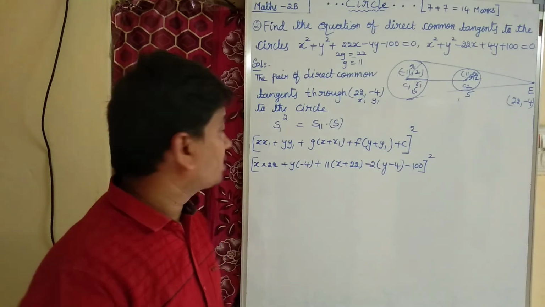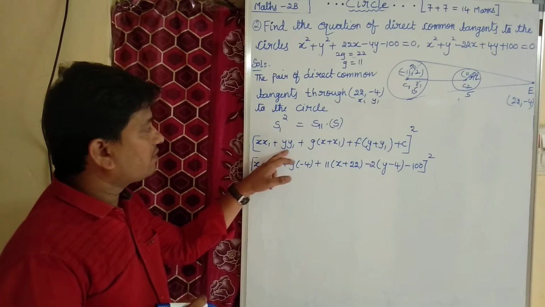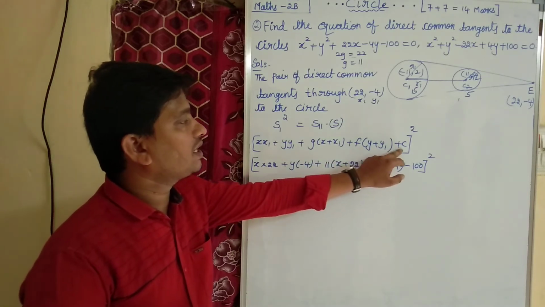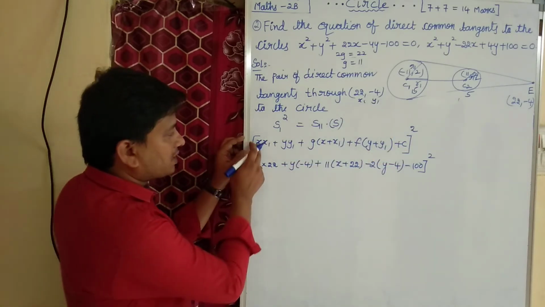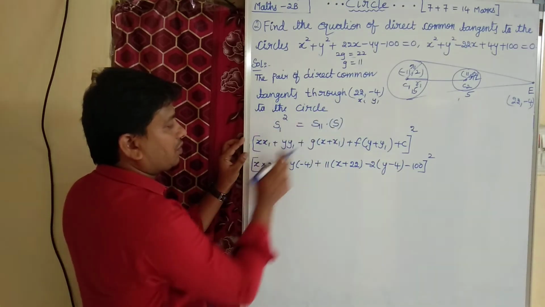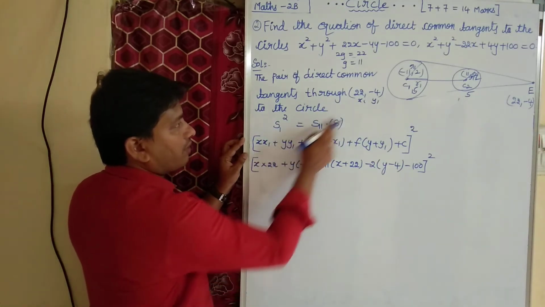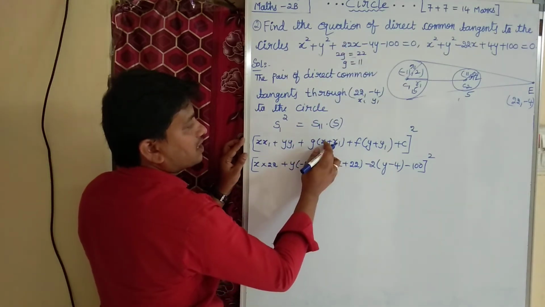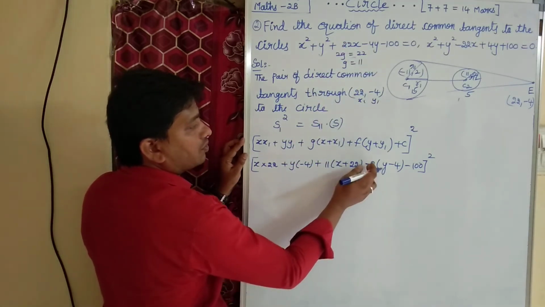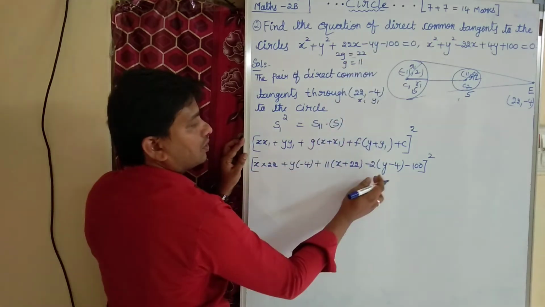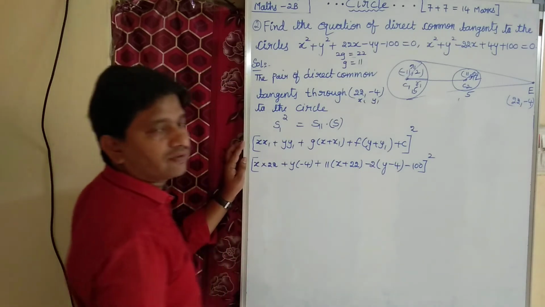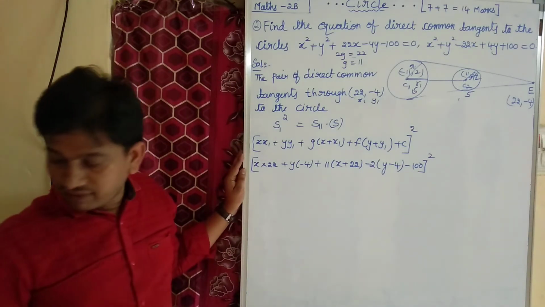S1 square formula is x x1 plus y y1 plus g into x plus x1 plus f into y plus y1 plus c, whole square. x means this only. x1 value is 22. y as it is. y1 value minus 4 plus g value 11 into x plus x1 value 22. f value minus 2, minus 2 into y minus 4, plus c value minus 100, whole square, equal to S11, children.